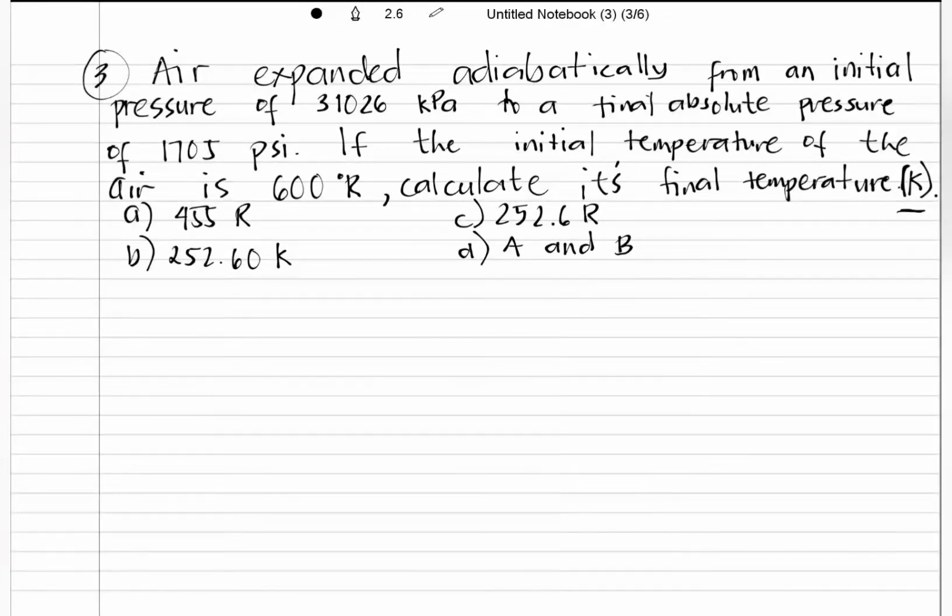So solution here. Again, pag sinabing adiabatically, ito ay perfectly insulated. So meaning to say, it is under the process of isentropic.